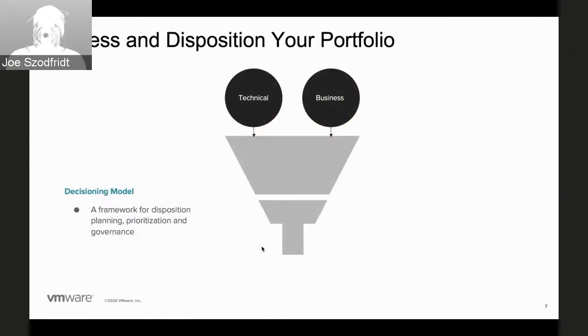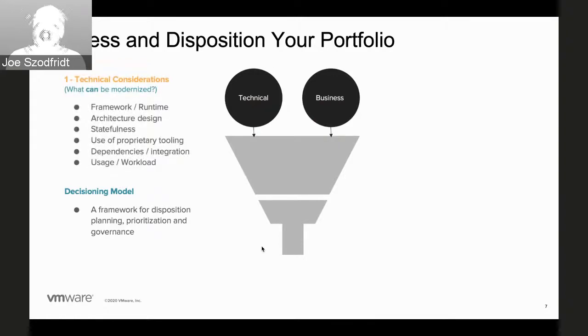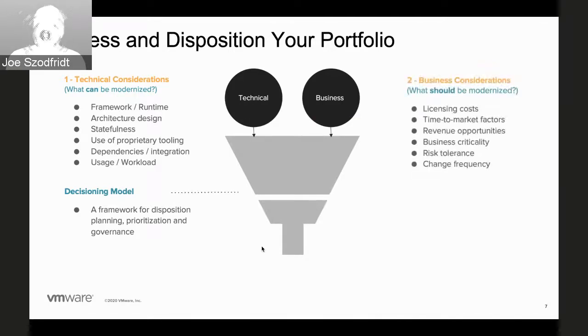But before we get into the actual details, I just want to take one step higher and talk about how we look at dispositioning a portfolio of applications. We want to make a business model, a funnel, a decisioning model that has multiple characteristics and looks at multiple perspectives to decide which applications to move. The technical considerations are what we're talking about with Cloud Suitability Analyzer, what can be modernized, right? These are technical things: architectures, whether it's stateful, how it's designed, dependencies, workloads, that type of thing. And then there's the business aspect, which is what should be modernized.